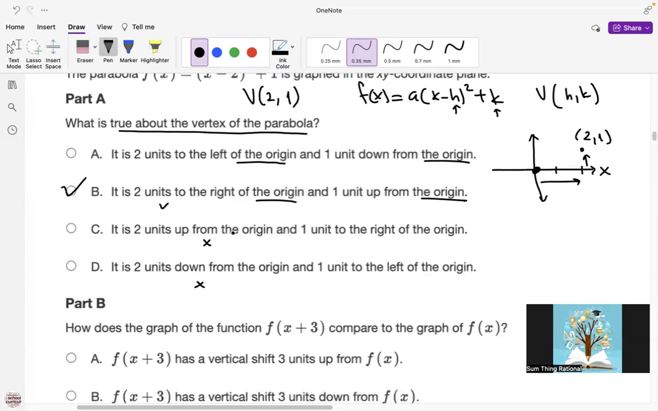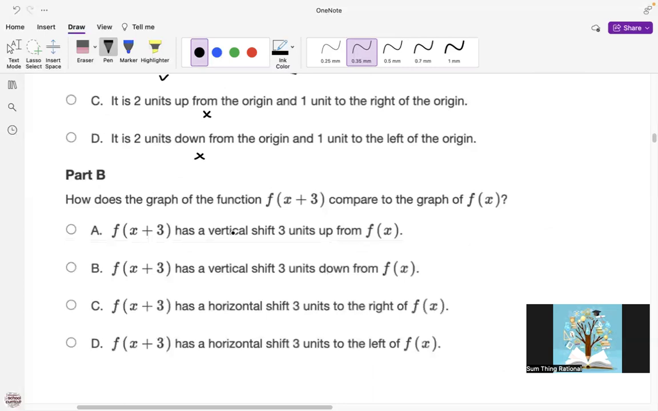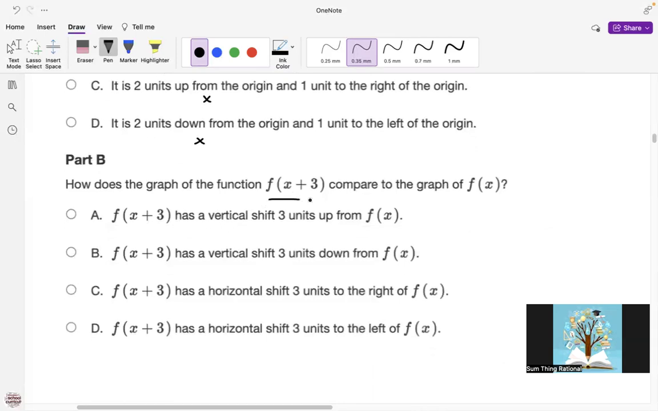So this question has part B also. It says, how does the graph of f of x plus 3 compare with f of x? Here, just like in the last question, we don't need the equation of the function. We can just think about what kind of transformation it is. Since it is x plus 3, the 3 is next to x. Look, f of x plus 3 is different from f of x plus 3 outside.